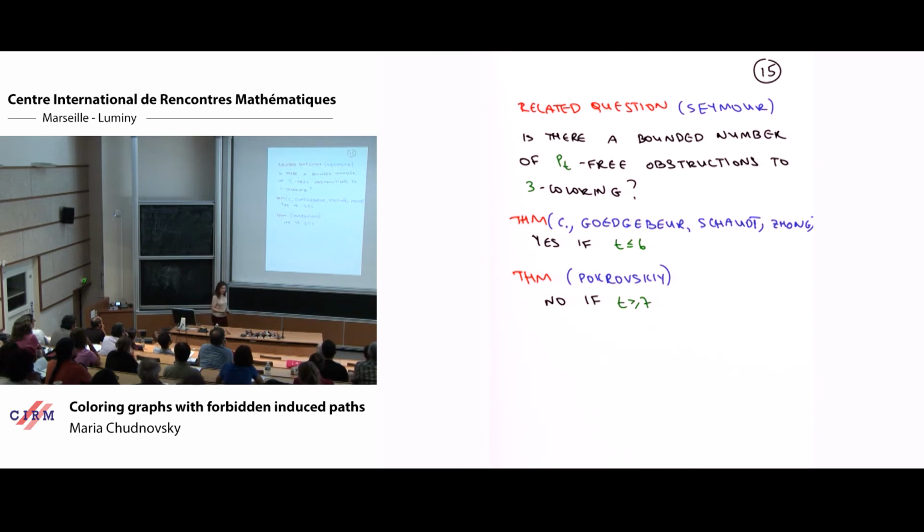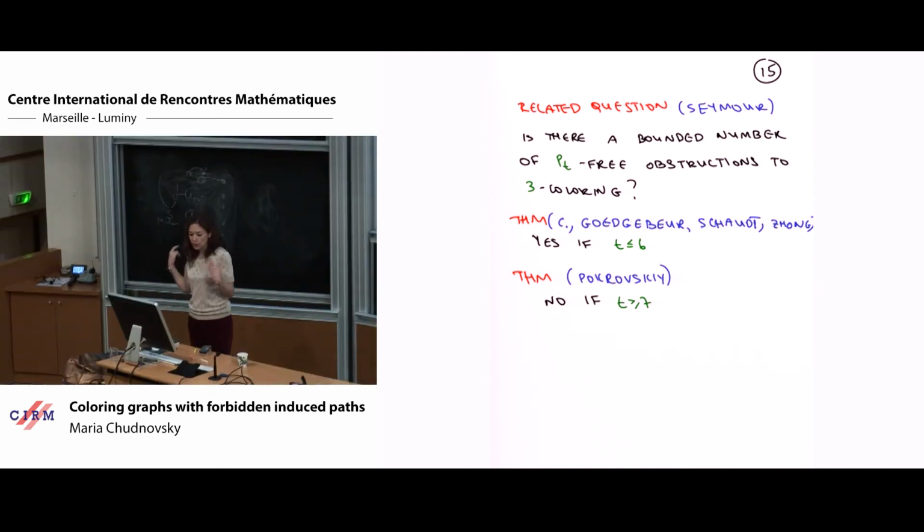So okay, there is a related question that Paul Seymour asked. We proved that 3-coloring P7-free graphs is polynomial. Now, there is a neat structural reason why that might be true, and that's because there are only finitely many minimal non-3-colorable P7-free graphs. So that would immediately give you an algorithm to test 3-colorability. You just test if one of these graphs is present.